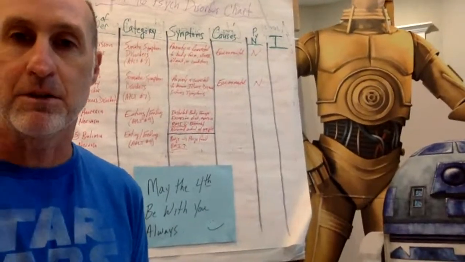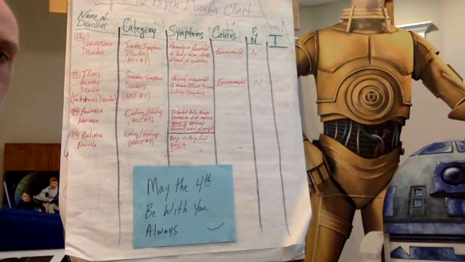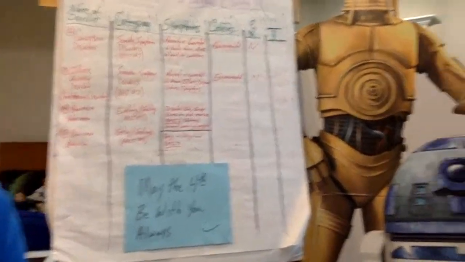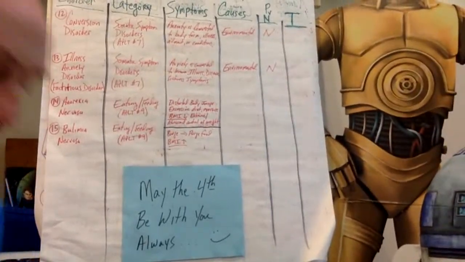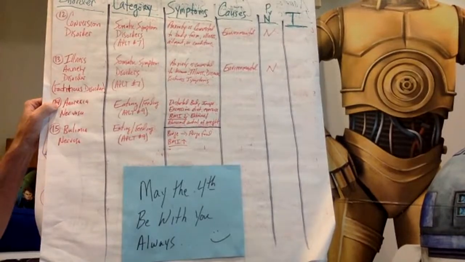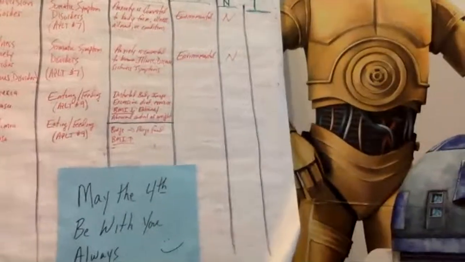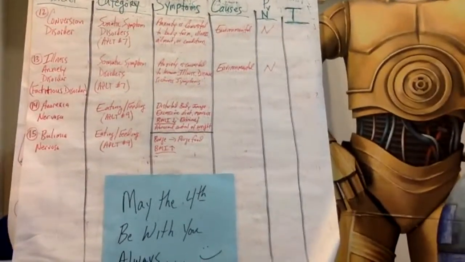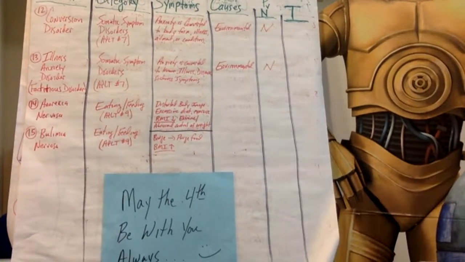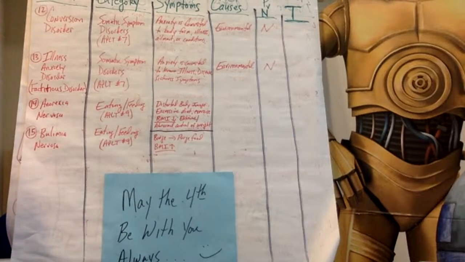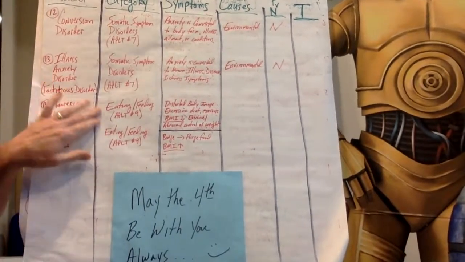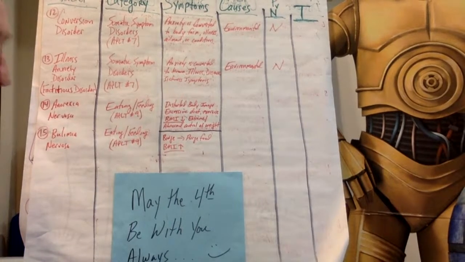So if you want to get out your disorder chart, we are going to go through number 14 and 15. Okay. Again, we'll finish up tomorrow with 16 and 17. So you should have 17 disorders in your chart. All right, and today we're actually going to do eating disorders, or what are called feeding and eating disorders. And this is AP Learning Target number 9.